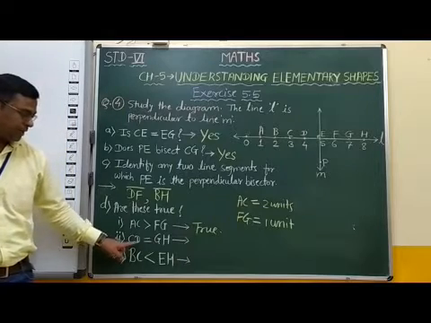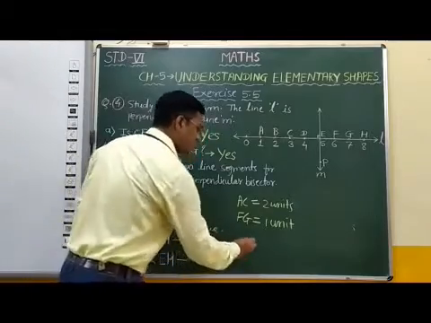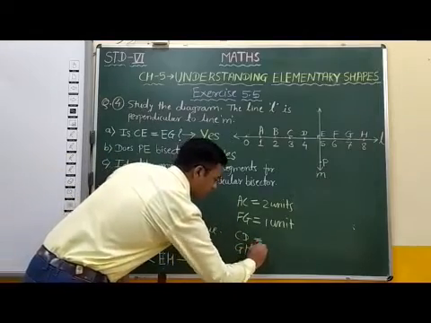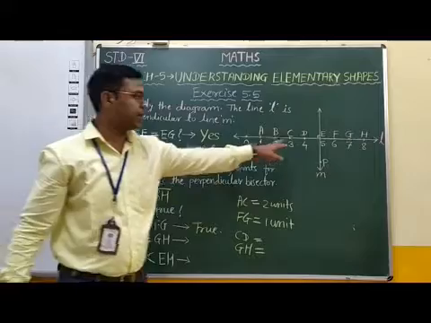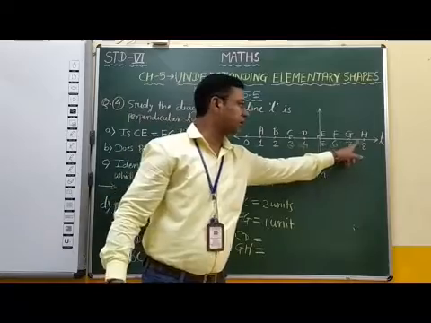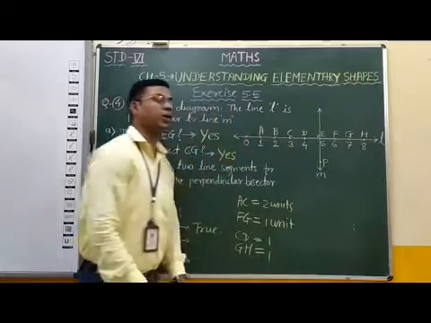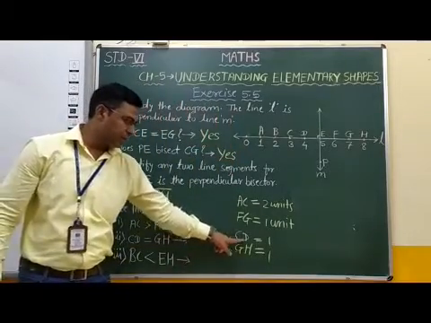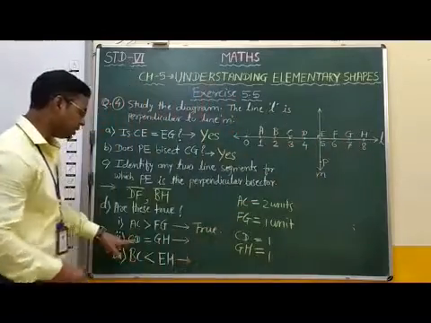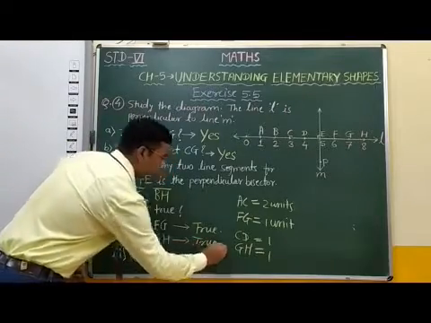Now, second, CD equal to GH. The first line segment is CD, and the second is GH. The length of CD is 1 unit, and the length of GH is also 1 unit. Here 1 unit, 1 unit. Therefore, CD is equal to GH. These two line segments are equal. Therefore, the given condition is true.